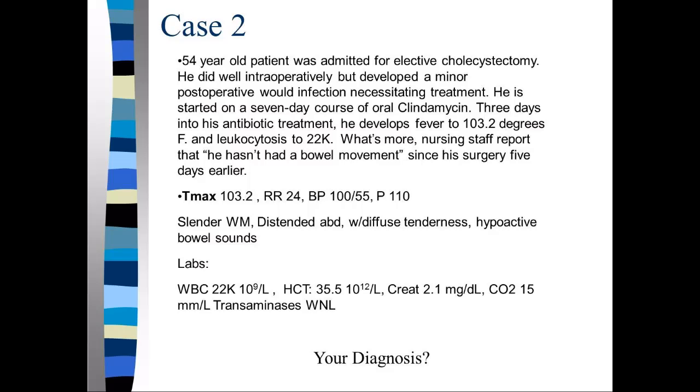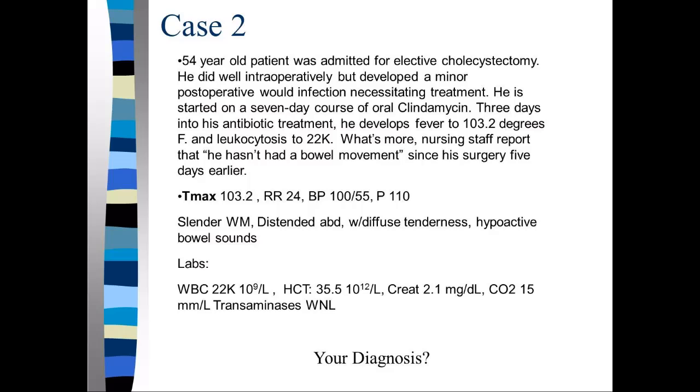So Tmax of 103. He's got diffuse tenderness in the abdomen, hypoactive bowel sounds. White blood cell count of 22,000, as we said before. It looks like he's having some renal insufficiency and looking like he may be developing some acidemia as well. So again, these cases are not meant to be conundrums, but they're meant to prove a point. So what could this patient have?